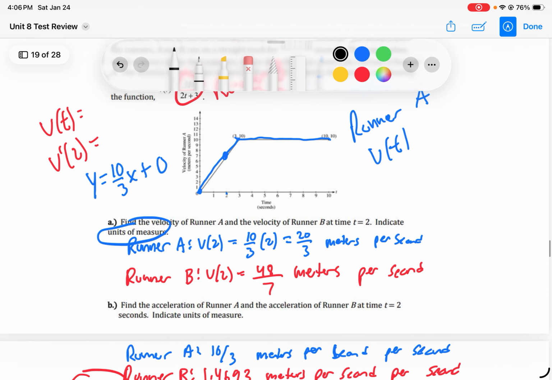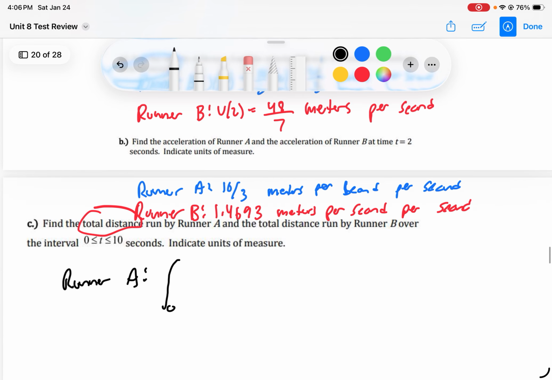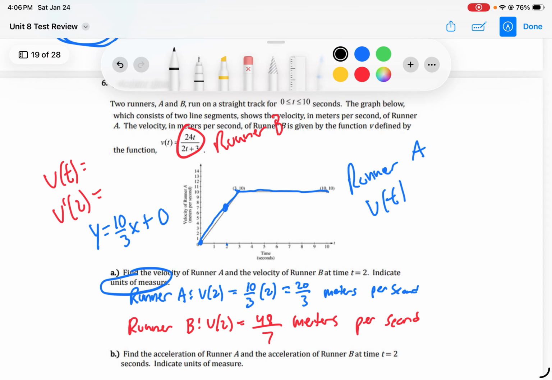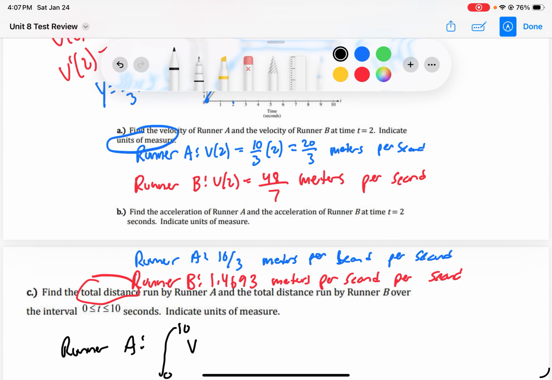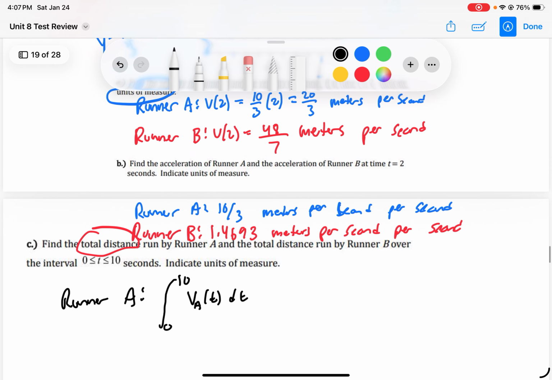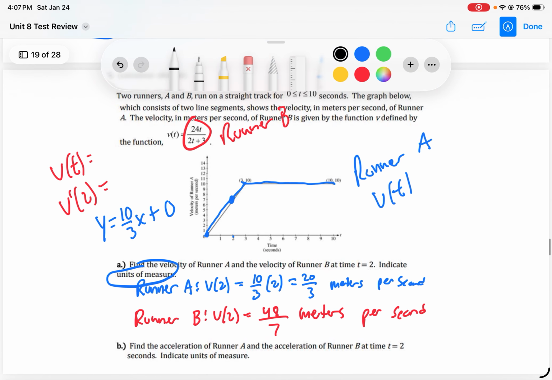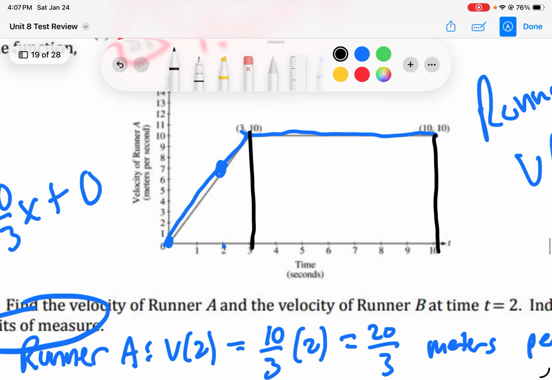Oh, okay, wait. I don't have an equation for runner A. I just want to integrate from 0 to 10 of runner A's V. So I might write V sub A of t. And if I don't have a function, I got to remember this is just the area bounded by the curve. So if I find the area bounded by the curve and add that area, then that will be the total distance traveled for runner A. And this is a straight path, it's just running one direction.